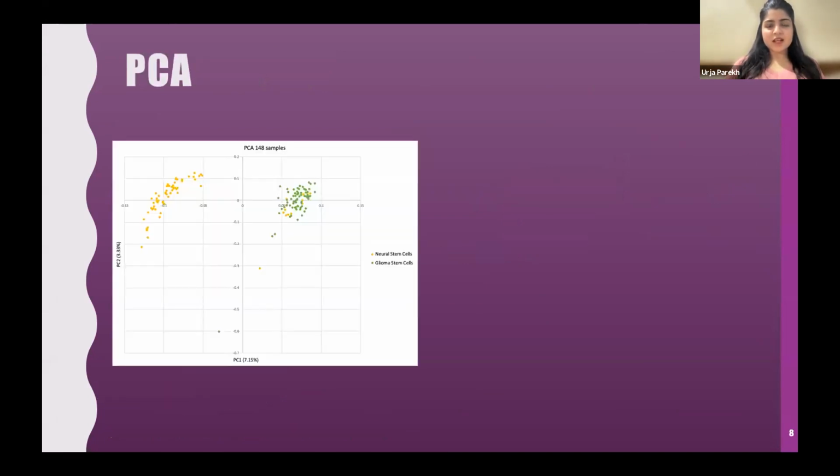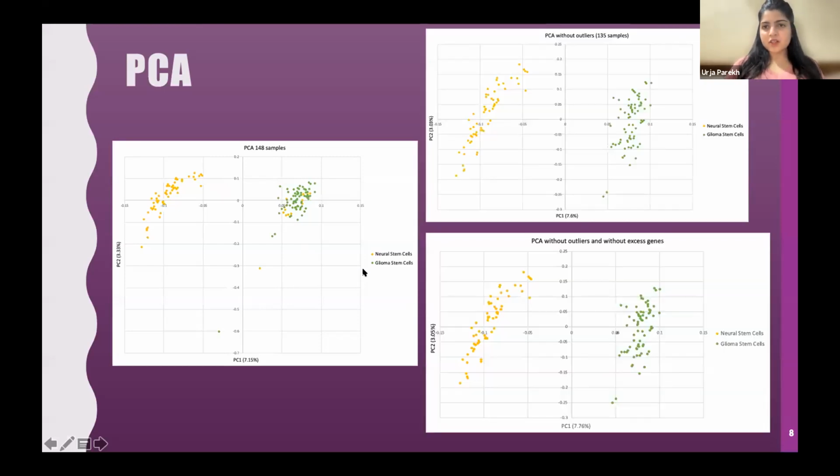So the first PCA that I performed for the 148 samples that I've considered in the study, you can see that I got two separate clusters for glioma stem cells and normal neural stem cells. However, there were certain outliers, which were normal neural stem cell samples clustered with glioma stem cell samples. So in my further PCAs, I removed those particular outliers and the excessive genes that may not be of any relevance. And then finally, I got a clear and separate PCA showing the two different types of stem cell samples, as you can see in the third PCA plot.